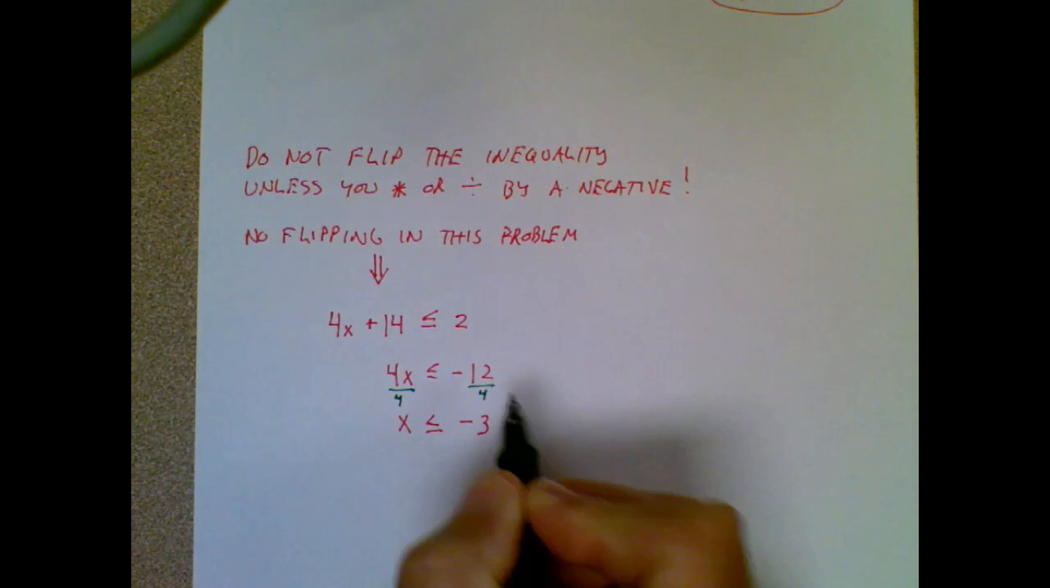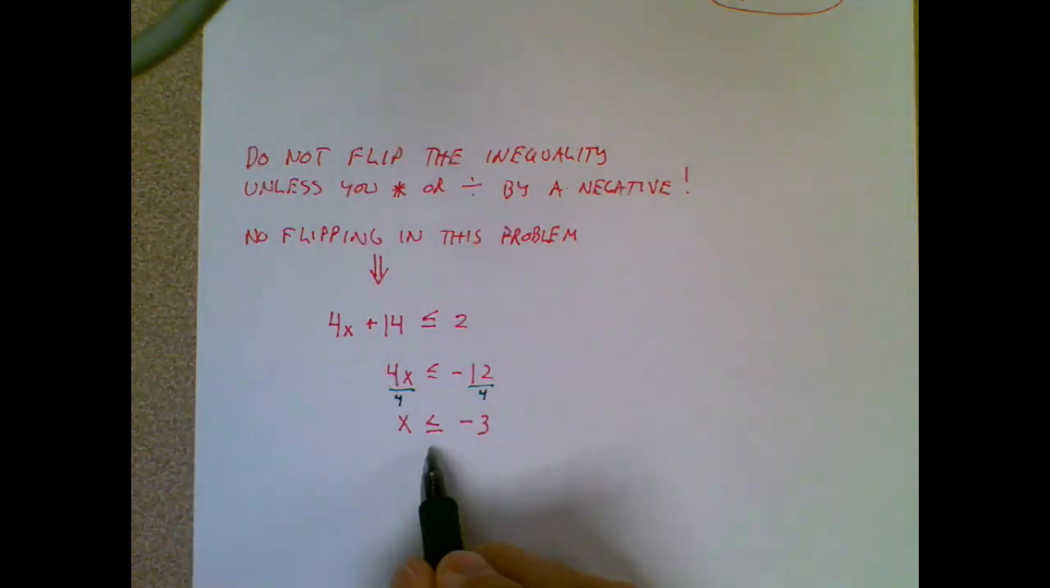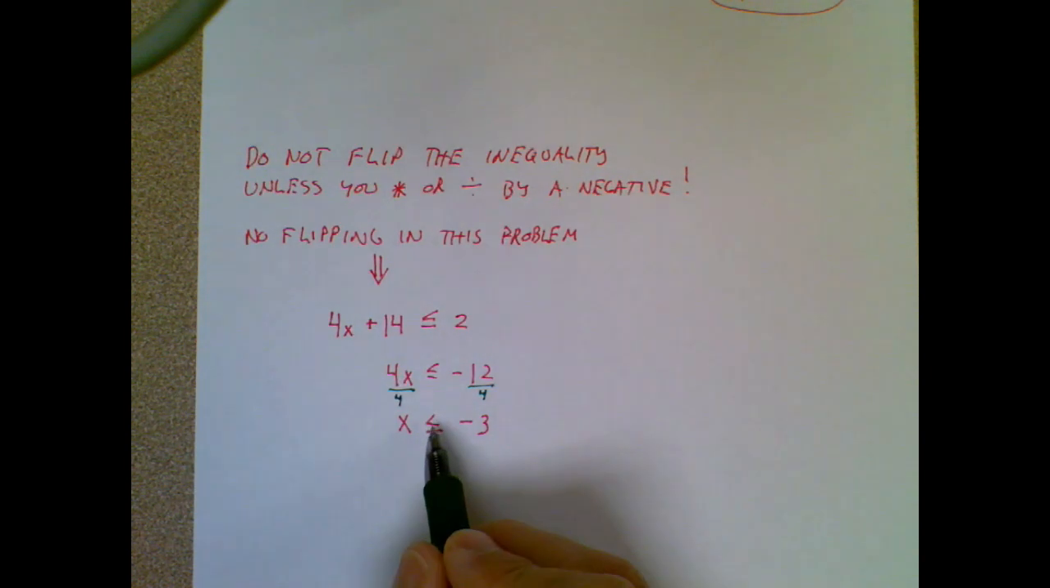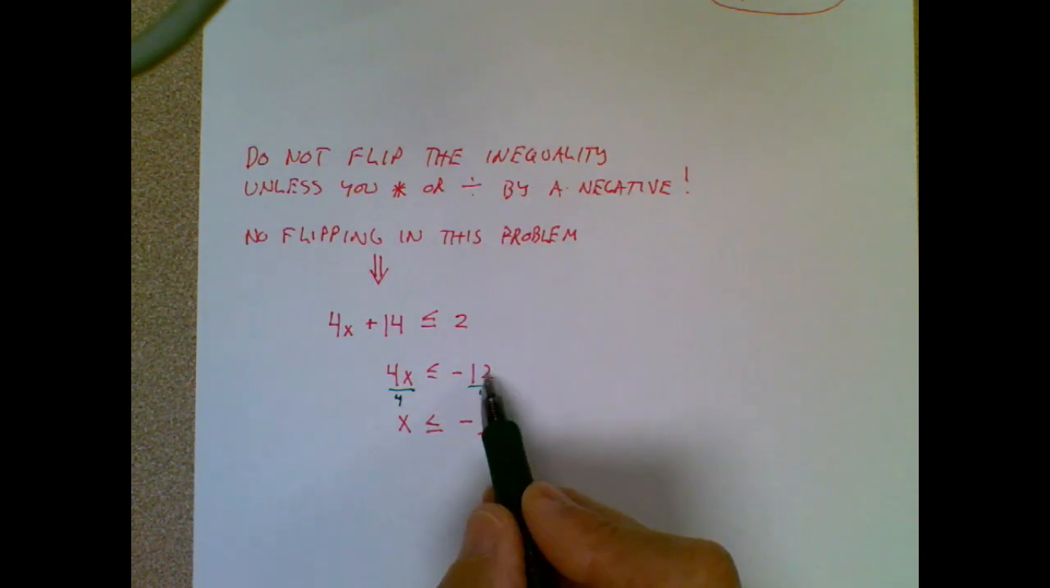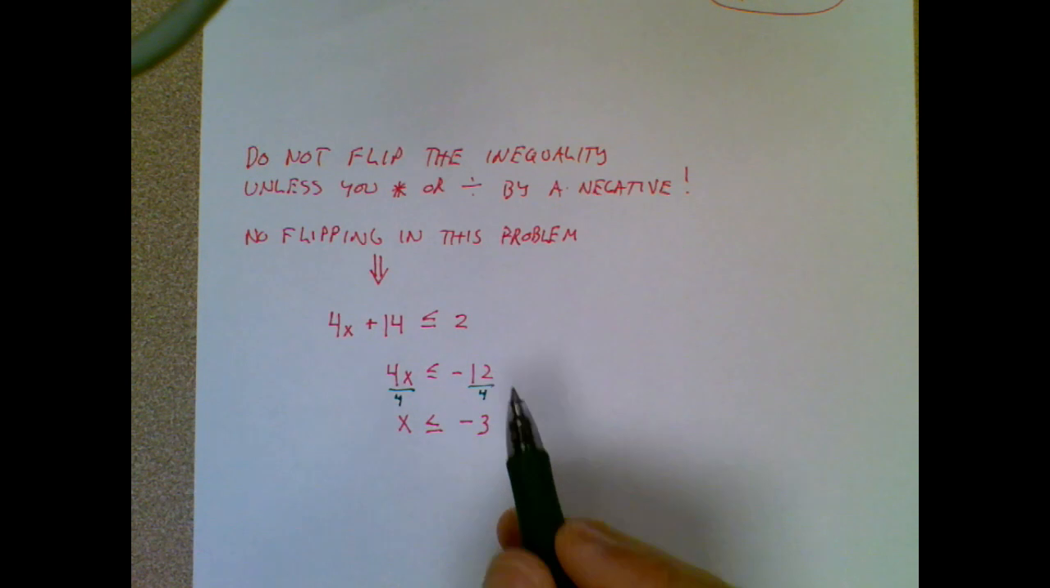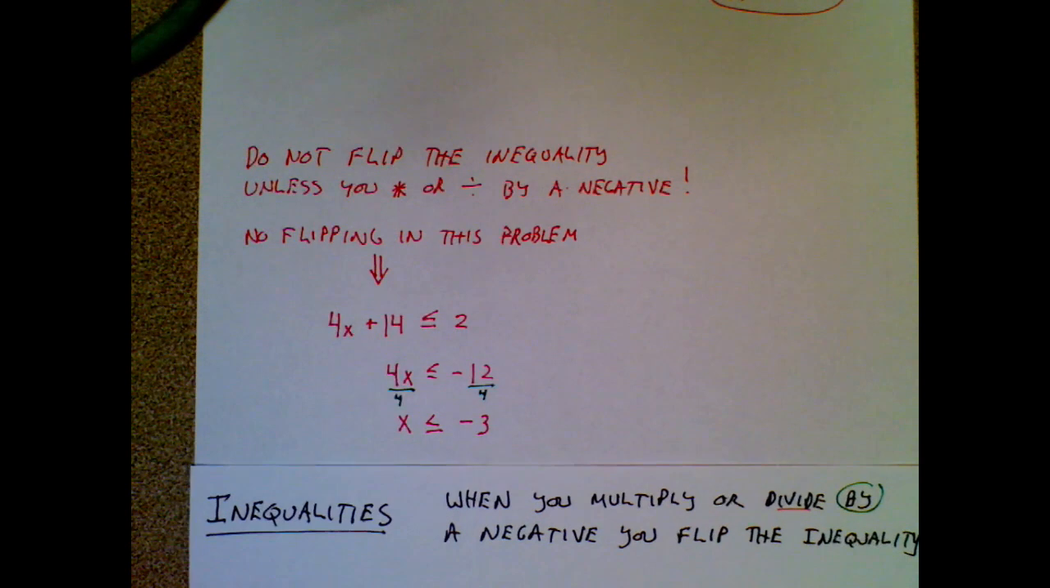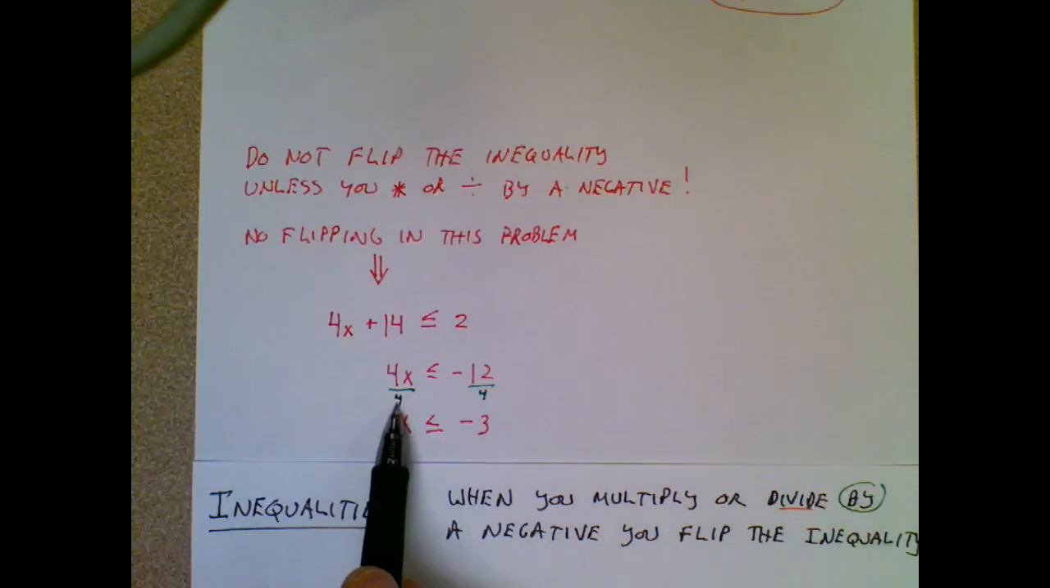Well, I'm multiplying or dividing by a positive number, so the inequality sign does not flip. It stays the same. Just because that was a -12 over there doesn't matter. The only thing that matters is if you multiply or divide by a negative. And in this case, we divided by a positive.